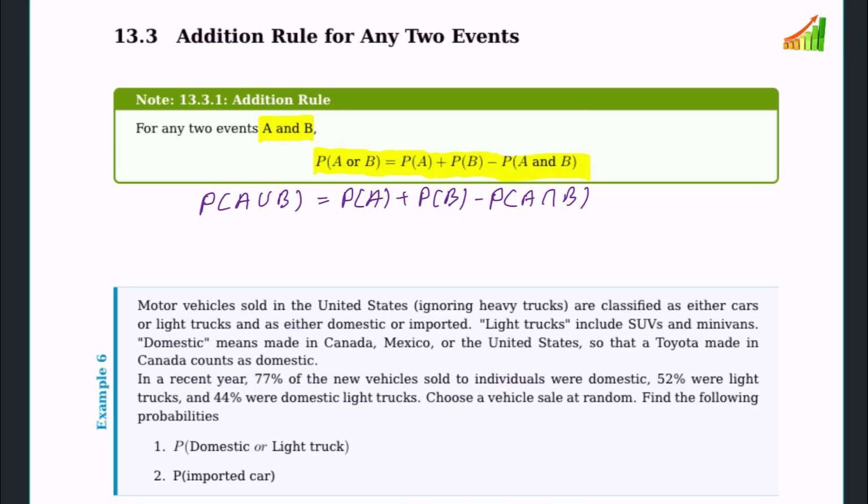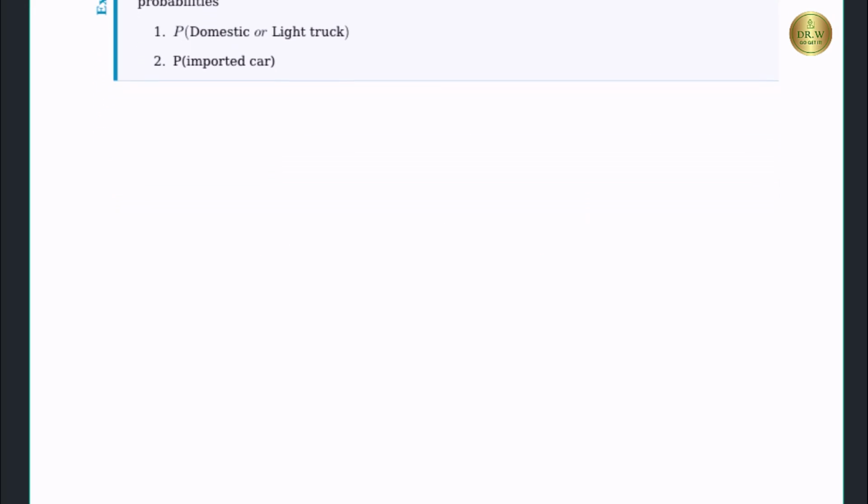So we can bring this intersection part to the left and the union part to the right. Let me explain what I mean. The probability of A intersection B is the probability of A plus the probability of B minus the probability of A union B. Now you see here union, and here intersection, and when I change the order, this is intersection and this is union. Now let me explain this using a Venn diagram.